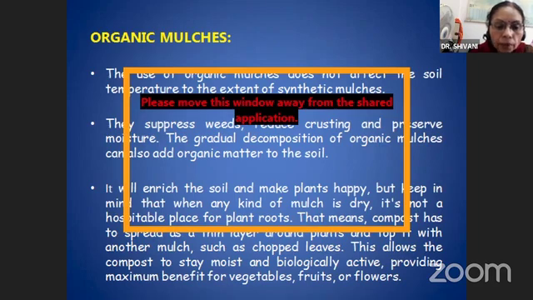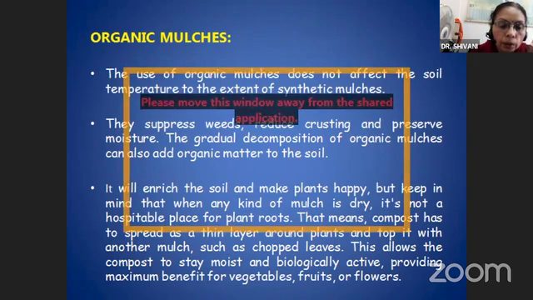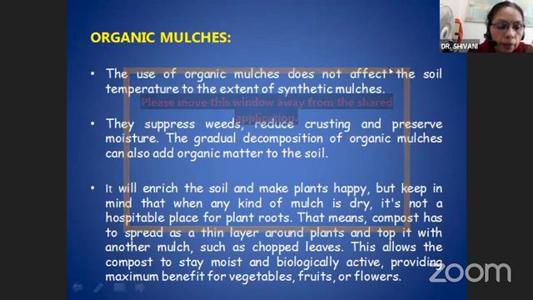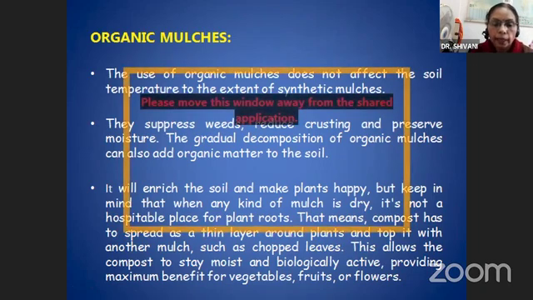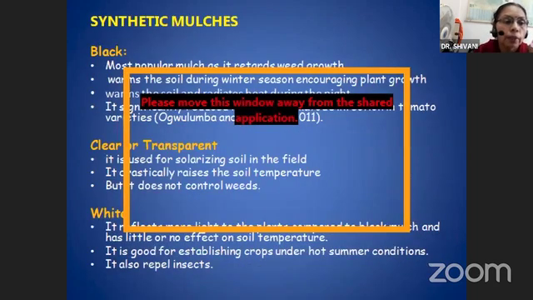And when any kind of mulch is dry, it is not a hospitable place for plant roots, because plant roots grow in soils which are very soft. So if we spread a thin layer of compost around the plant and top it with another mulch such as chopped leaves, this allows the compost to stay moist, and it will become biologically active also, and provide maximum benefit for vegetables, fruits and flowers.